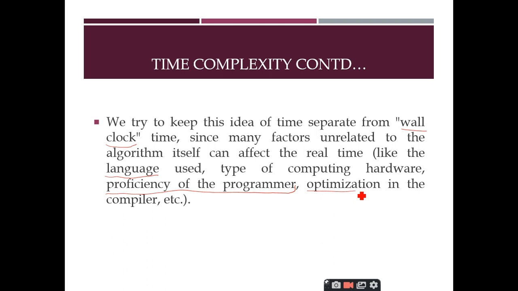Similarly, the optimization in the compiler: you take an old compiler and you try to run an efficient program, you will get a higher time. But if you take the same algorithm and run it on an optimized compiler, then you will have less time complexity, right?